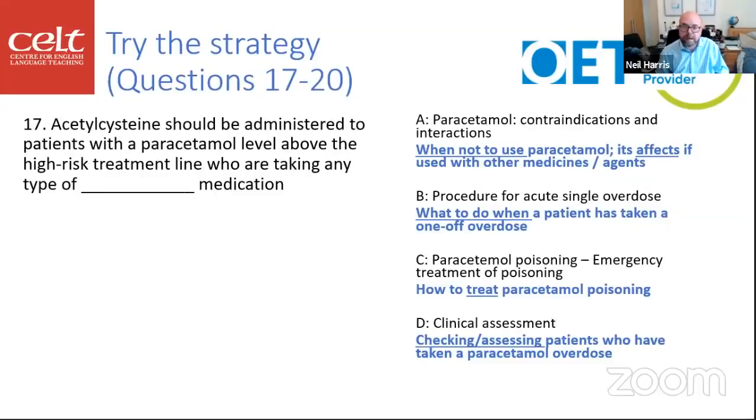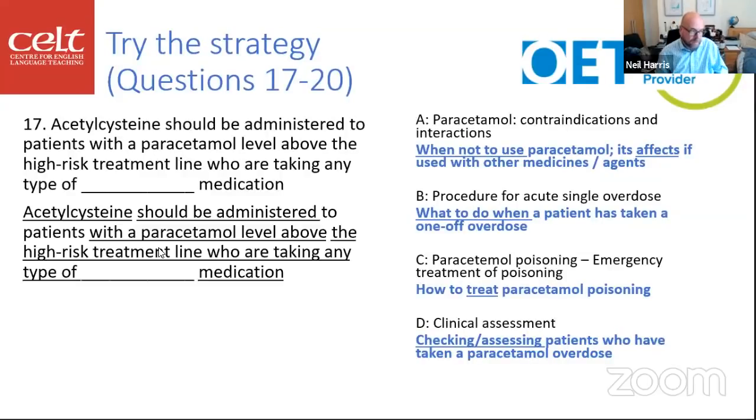Just looking at the answers coming in, and we've got a bit of a split: a couple of you saying C, a number of you saying A. All right. So a lot to underline here. Acetylcysteine administered to patients with a paracetamol level above the high risk treatment line. And I think that's the big clue here. We're looking for a text that talks about the high risk treatment line.